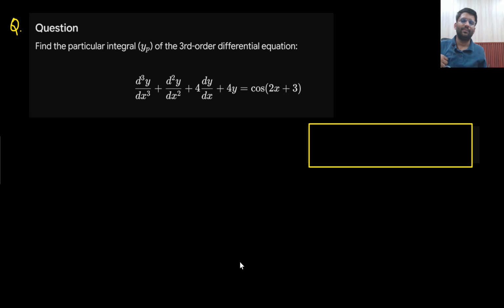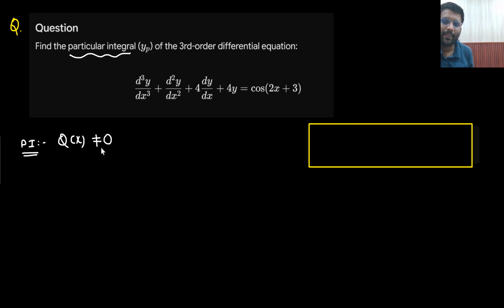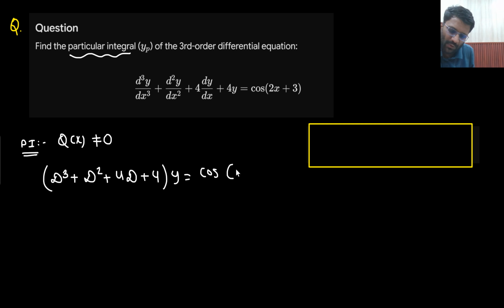This question you solve. Only you need to find out the particular integral. So no CF. CF you can do on your own. We are only going to find out particular integral. That means q of x should not be put as 0. So what we will do? Sir, it is nothing but d cube plus d square plus 4d plus 4 into y equals cos of 2x plus 3. Sir, I can directly see what is the value of a. Value of a is 2. That means d square could be put as minus a square.